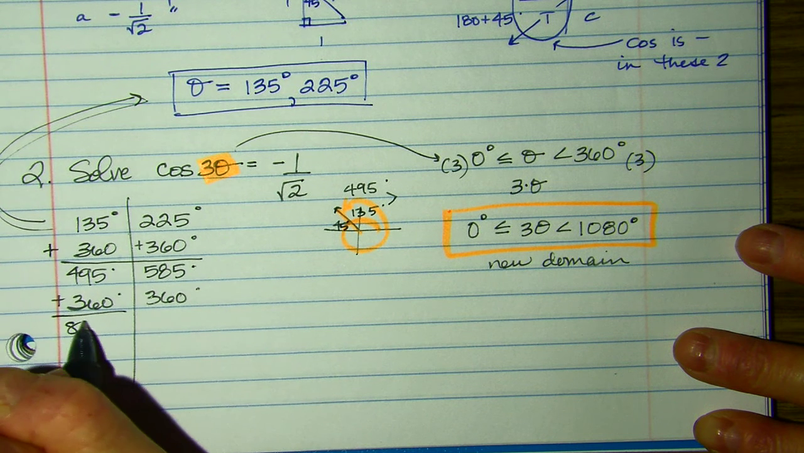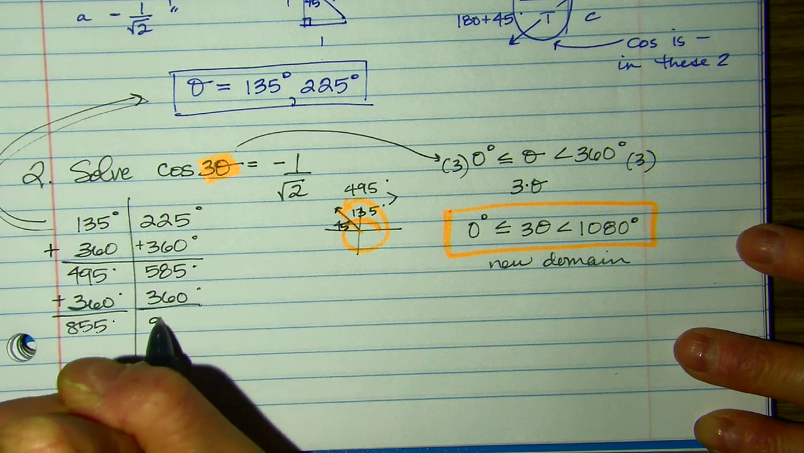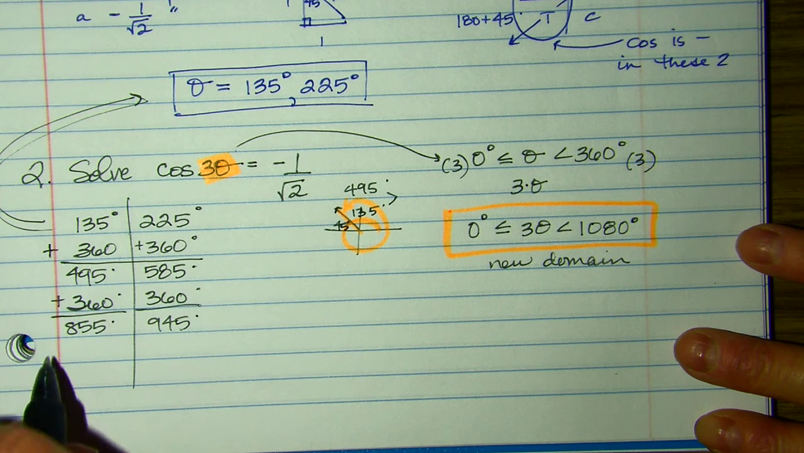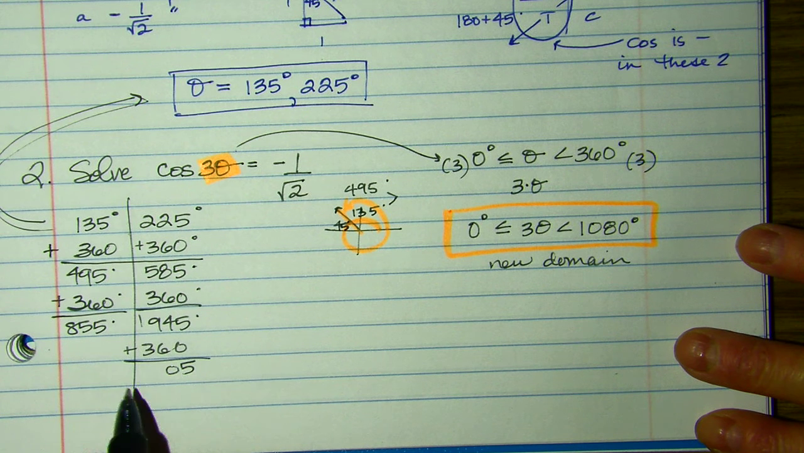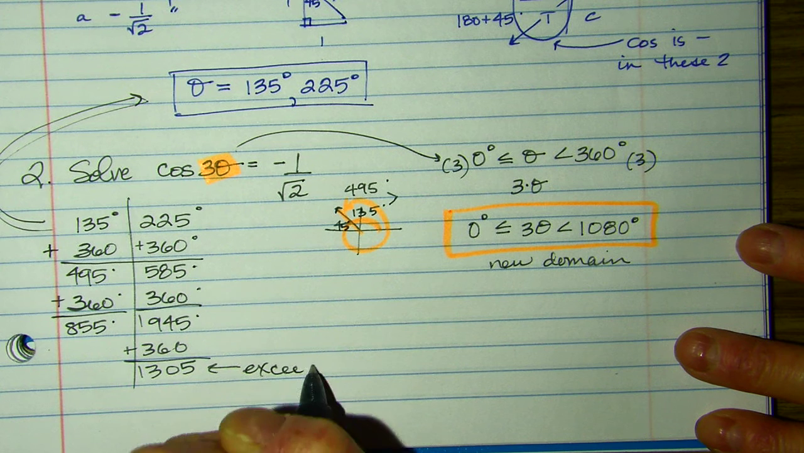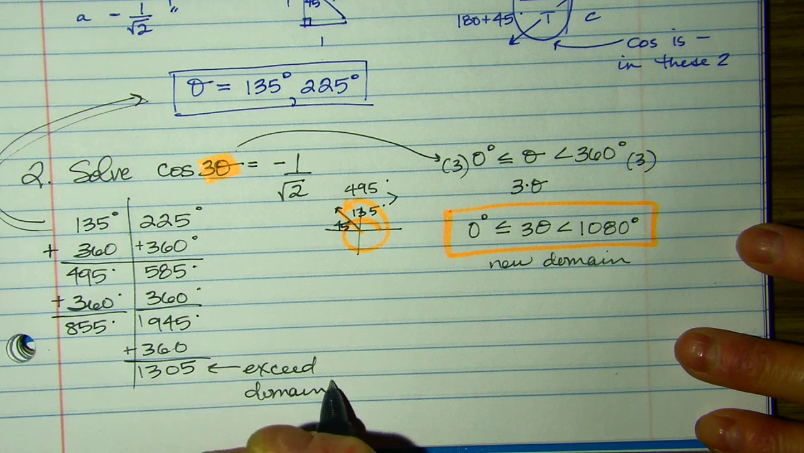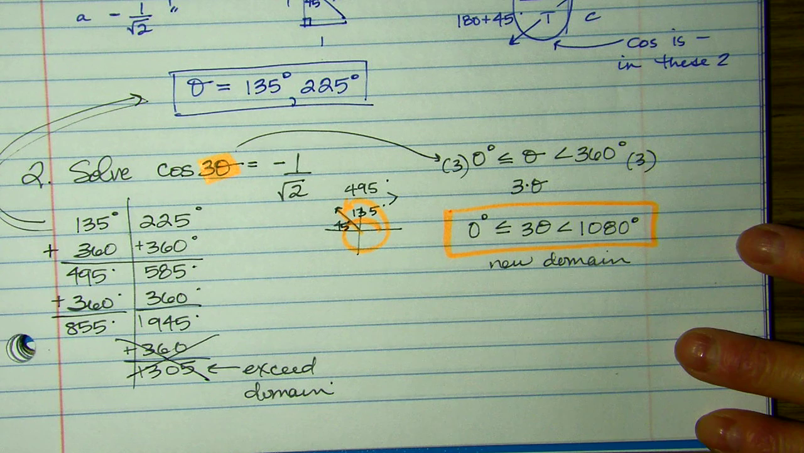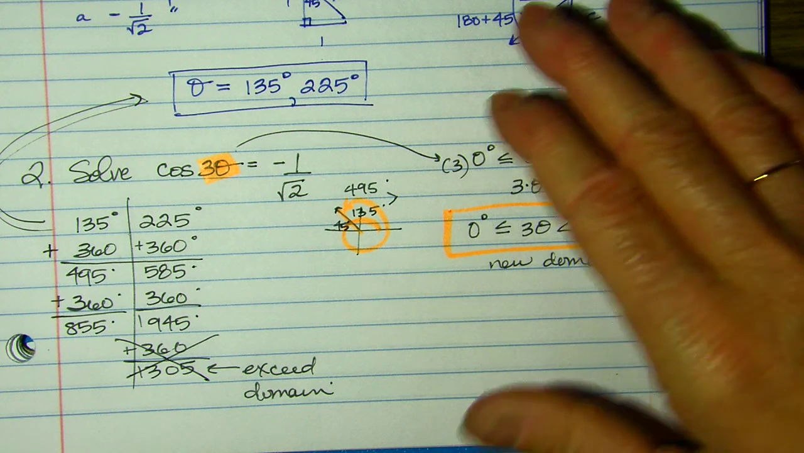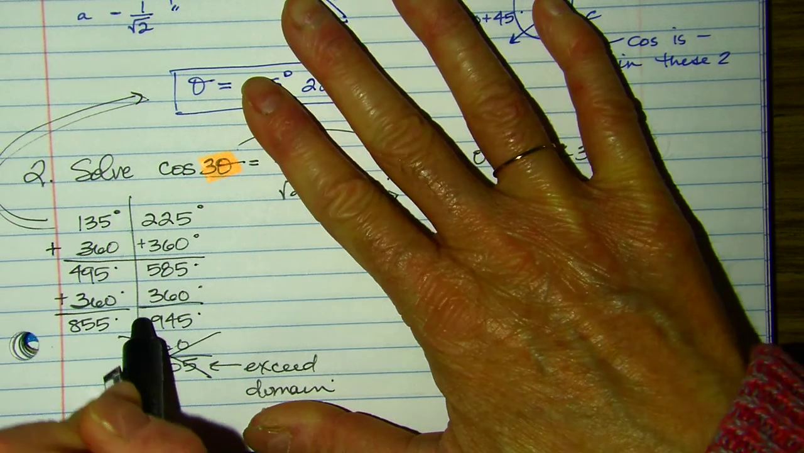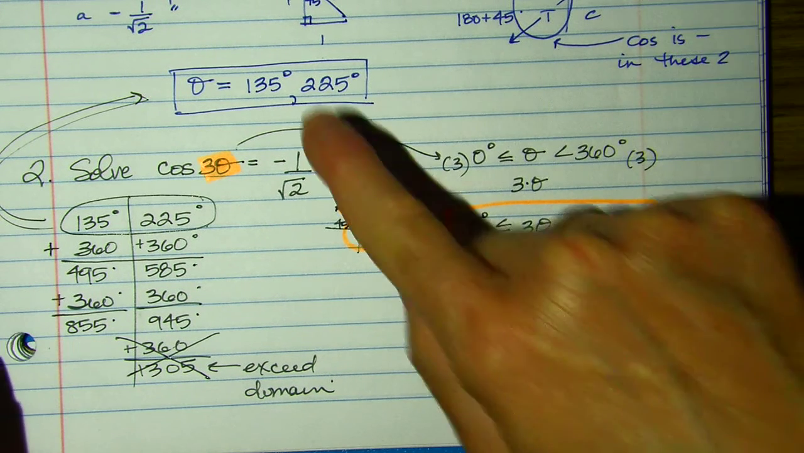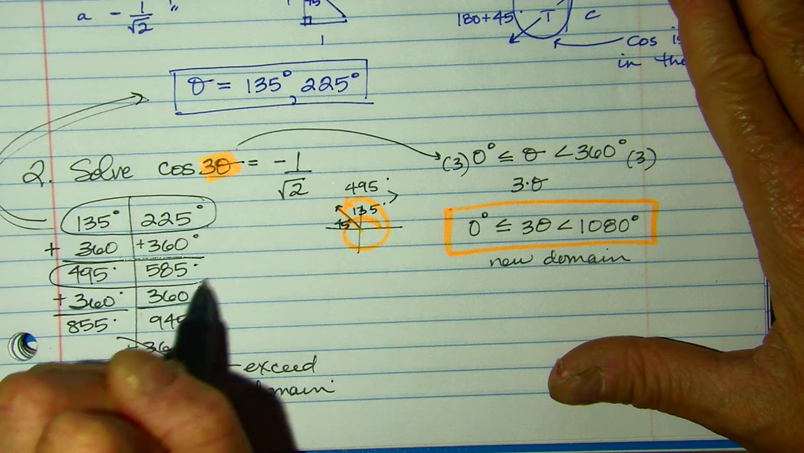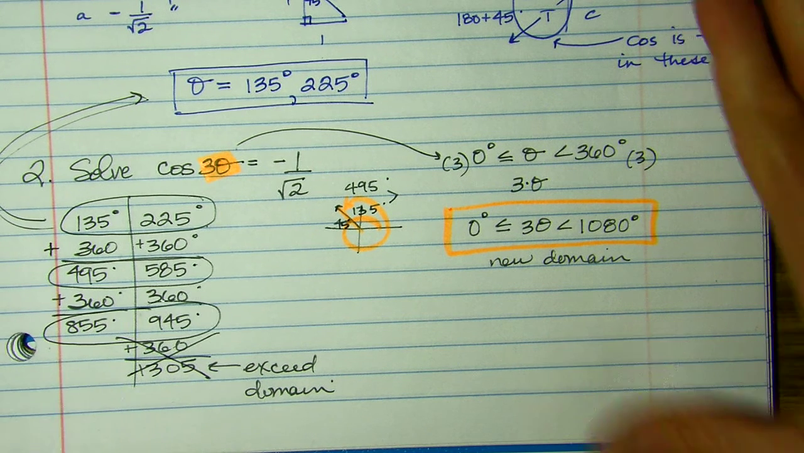That here gives me 855, and here that gives me 945. Now, I cannot add another 360 because that would produce 13, and this would exceed the domain. So I'm going to stop. Okay, so I'm going to look at my angles that I have. Don't pay attention to the 360. I have these 2 original from the last example. I have these 2, and I have these 2.